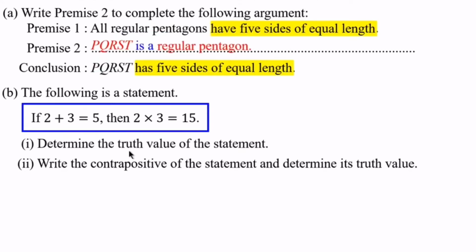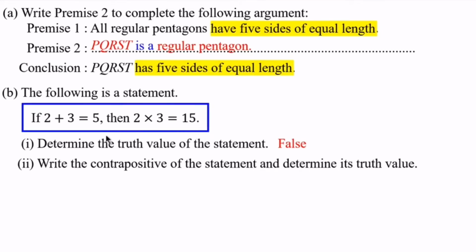For B, the following is a statement. Determine the truth value of the statement. If P then Q. This is the if-then statement. If P is true and Q is false, it will be false. That means if the first statement, 2 plus 3 equal to 5, is true, then 2 times 3 equal to 15, the last statement, is false, then it will be false. So if you have true, false, the truth value of the statement will be false. The rest other than this will be true.